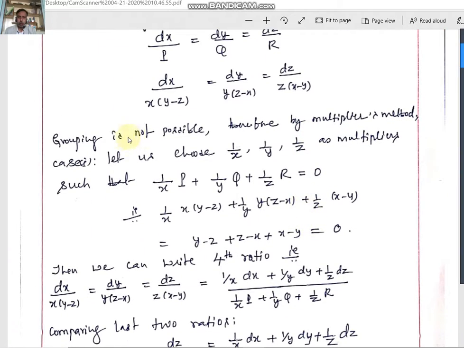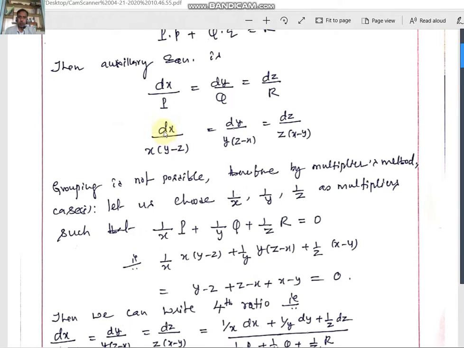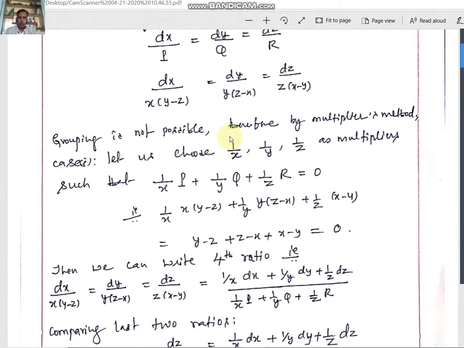Now here grouping is not possible. Why? Because if I choose the first two ratios, dx, the denominator is involving x, y, z, and the right-hand side dy, the denominator is also involving x, y, z. So we can't integrate. Z cannot be eliminated. Therefore, let us go for choosing multipliers.